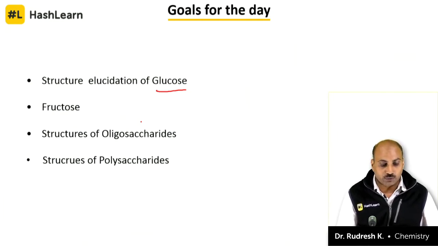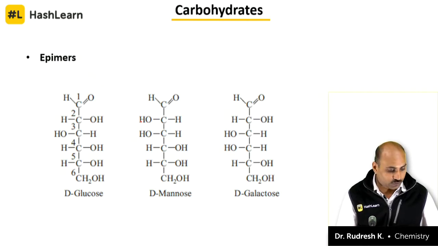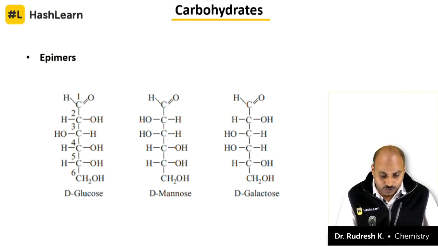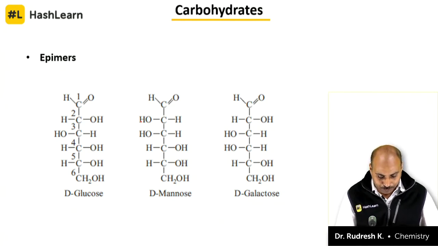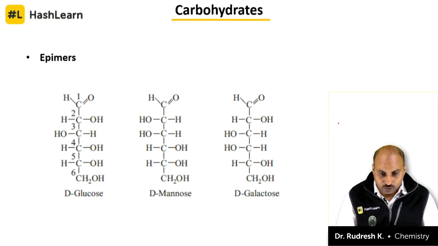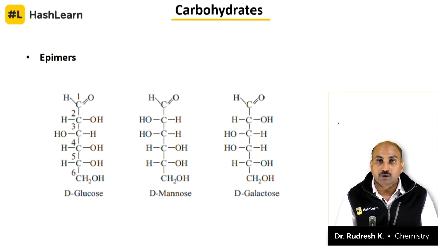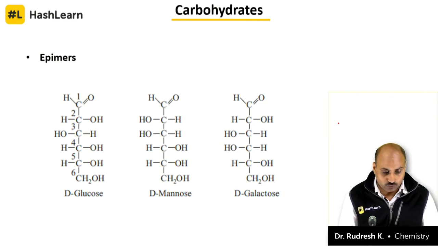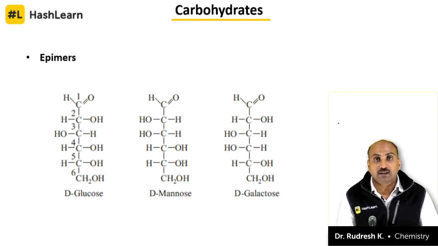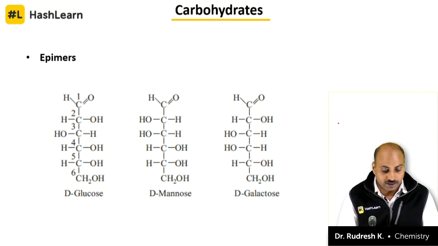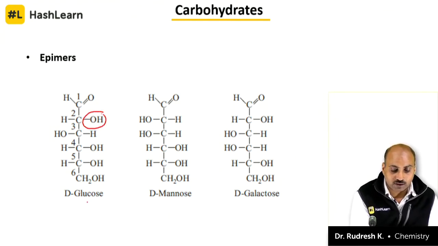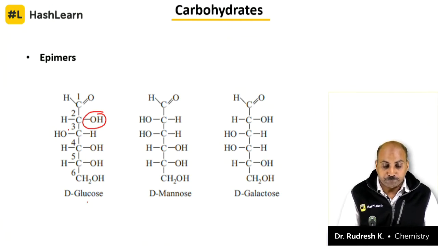So let us start with the structural elucidation of glucose. Before going to the structural elucidation, one should know about special compounds called epimers. This is very important because it is related to my last class. They have the same chemical formula, but they differ at a particular carbon where the hydrogen and hydroxyl arrangement differs. If you look at D-glucose, as we discussed in the last class, if the OH group is towards the right, then it is called D-glucose. You can see here the OH is towards the right.